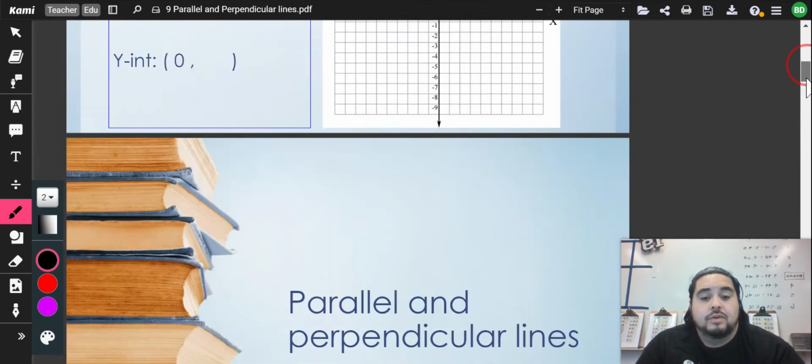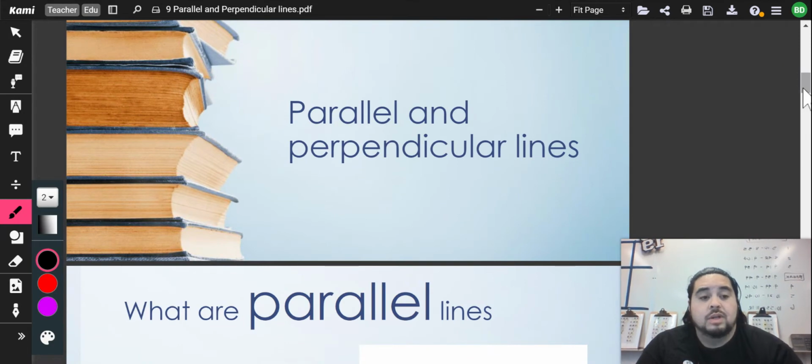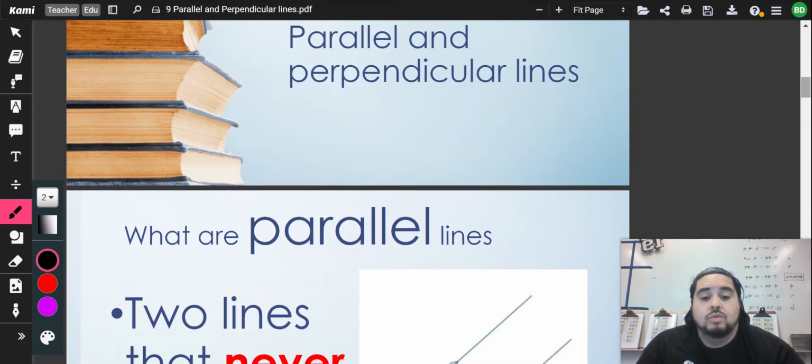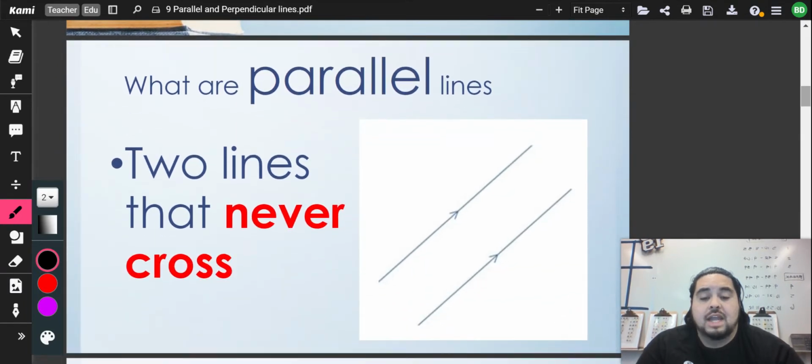Okay, so the first thing we want to do is talk about the definition of parallel lines. Two lines are parallel if they never cross. Remember, parallel is always in reference to two lines, comparing them together. So these lines here never cross one another, so those are parallel.